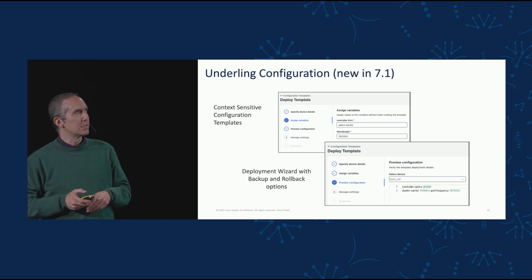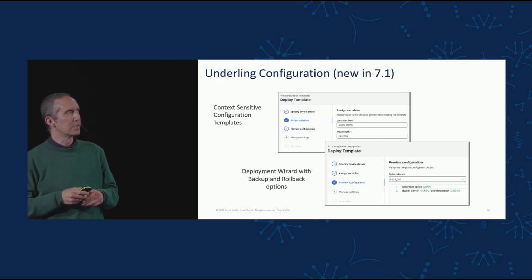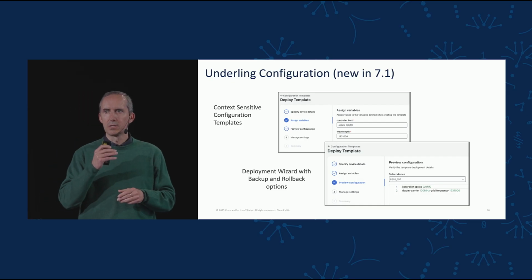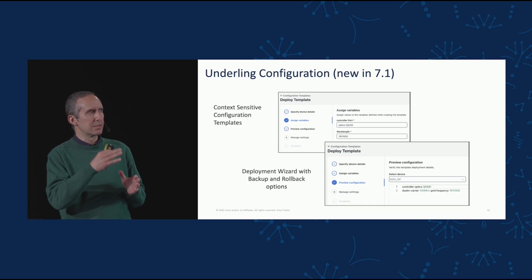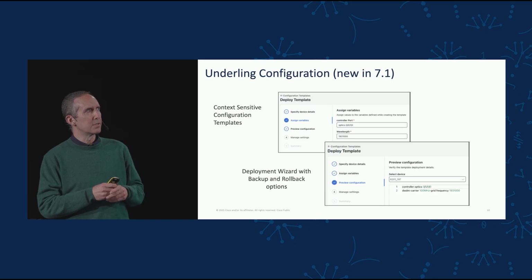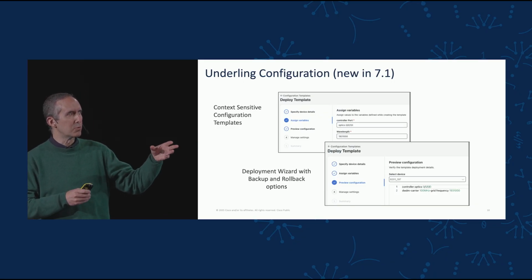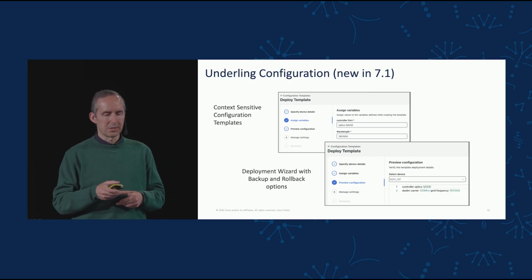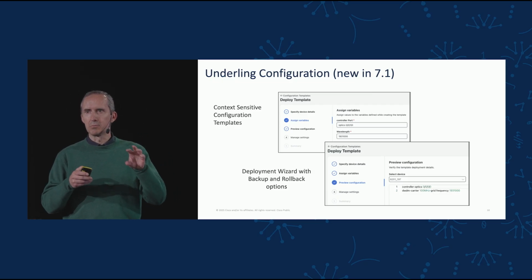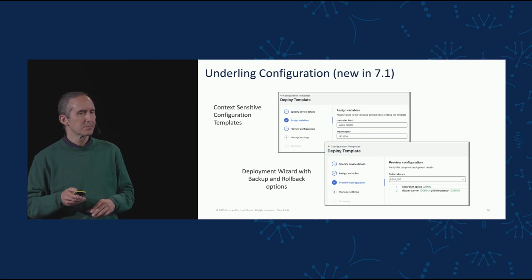Then in 7.1, we now have the underlying configuration, config templates, where you can provision the devices, not via NSO, but directly into the device based on templates that you can have. There's a deployment wizard, some backup and rollback options. So it's very simple now to implement simple changes across all the network devices.